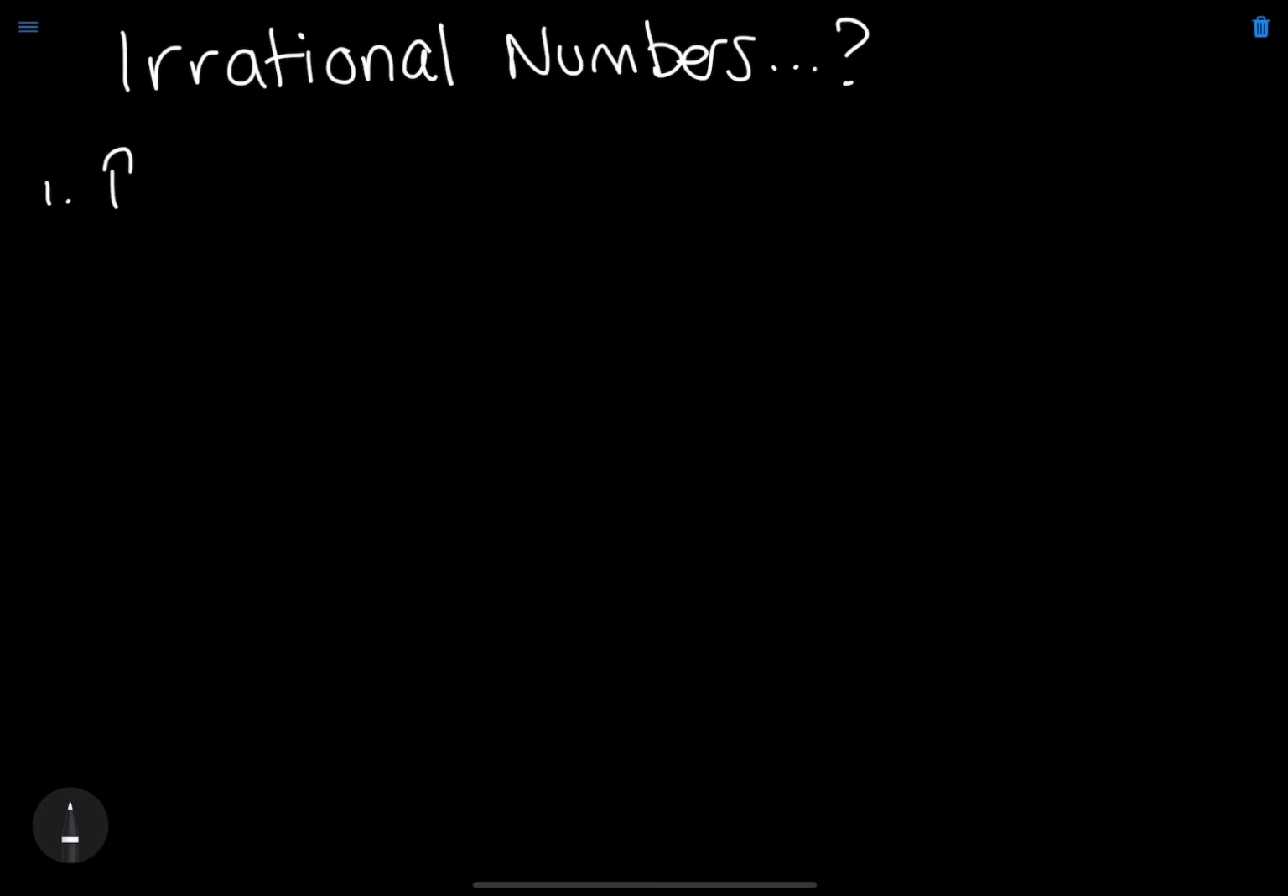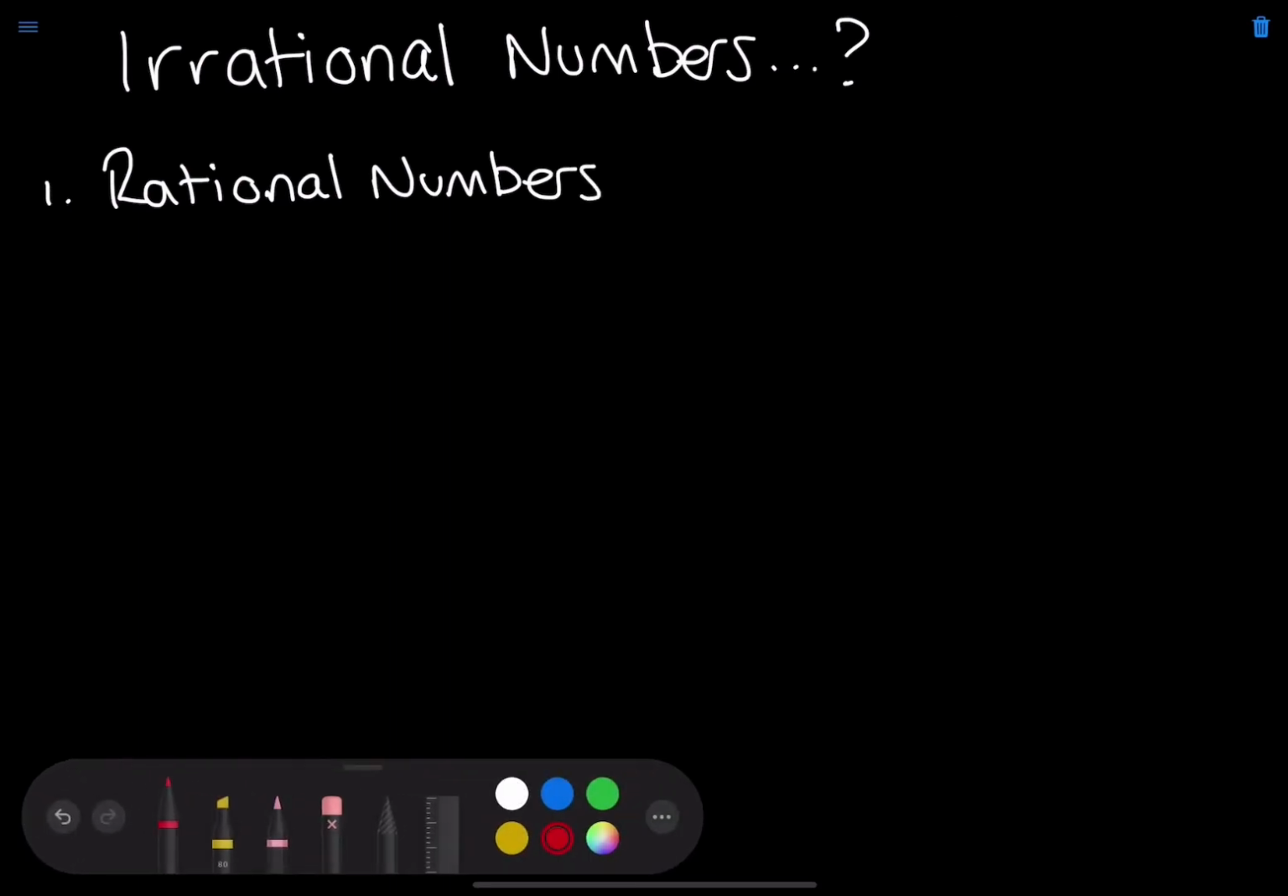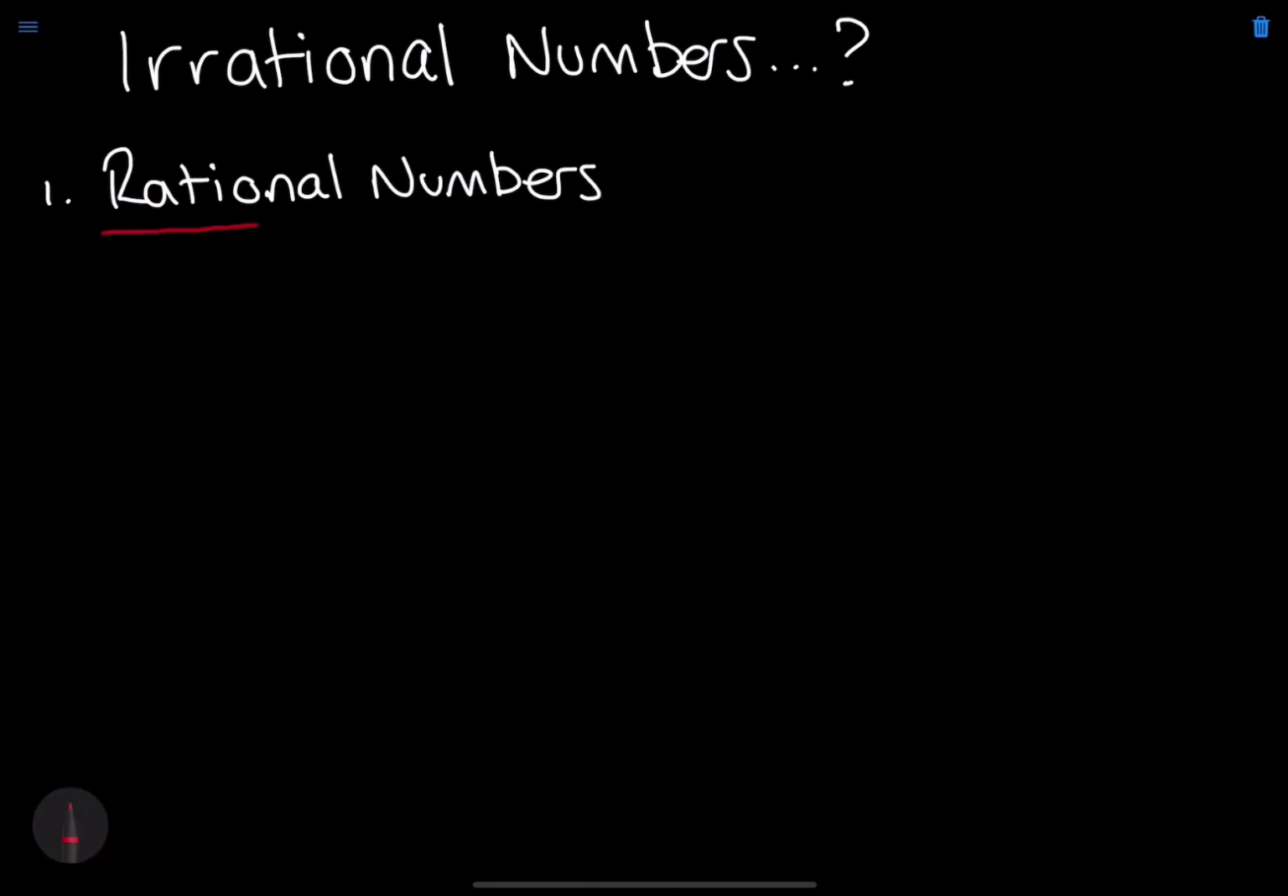In our video today we'll be looking at irrational numbers. But before we dive into that, it makes sense to talk about what a rational number is. So a rational number is a number that can be expressed as a ratio of two integers, or in other words as a simple fraction.